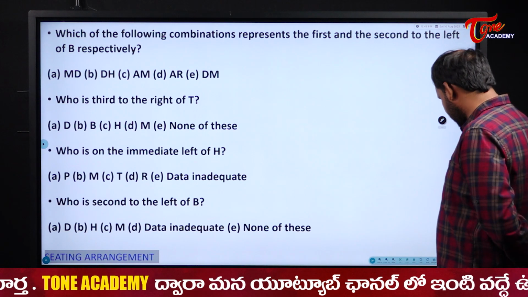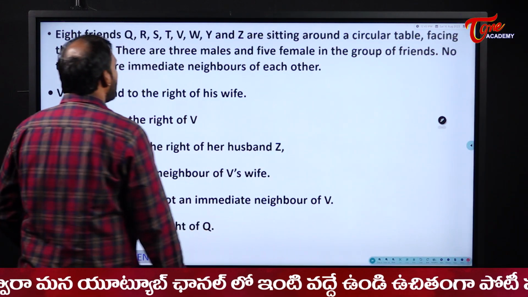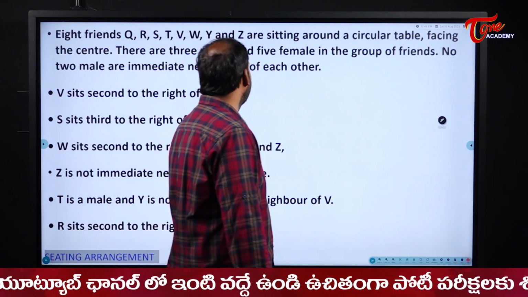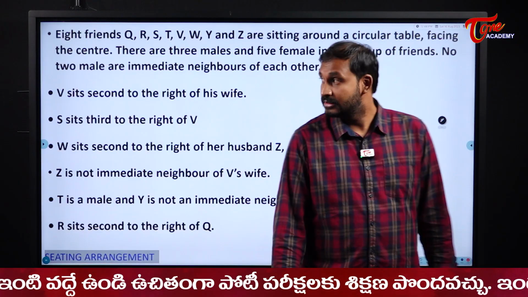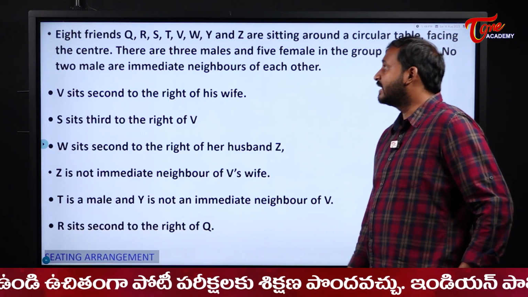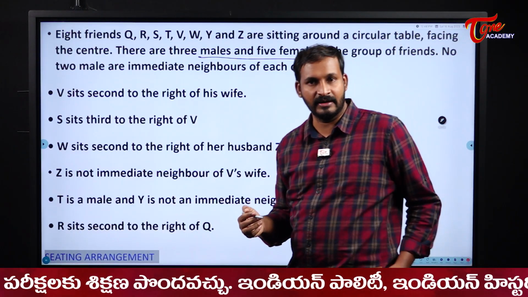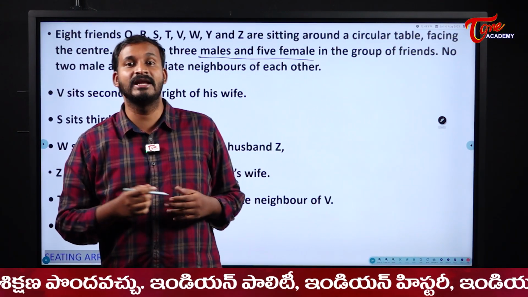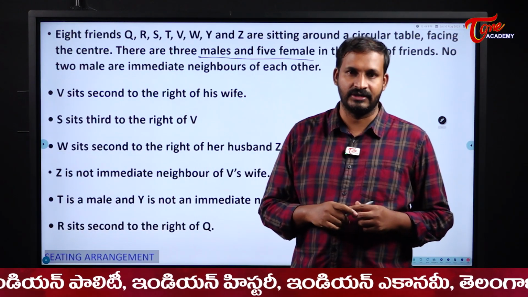Okay, right. Next one. Now we will see. 8 friends Q, R, S, T, V, W, Y, Z are sitting around a circular table facing the center. 3 are males and 5 are females. These are second level of 2 tier 1. That means here I should segregate the male and female also. Okay, this one is like 2 tier 1.